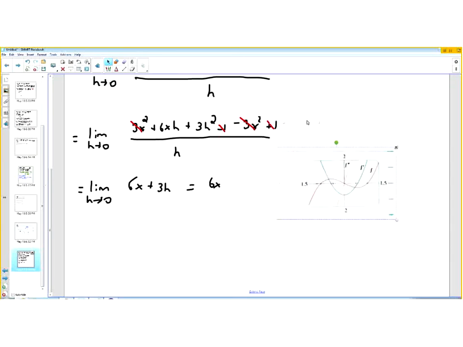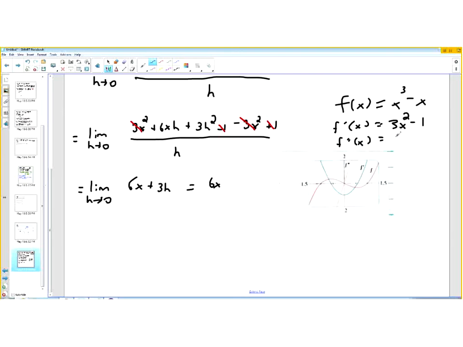All right, so the red curve is f. Sorry, let me write it again. What did we say f was? F is x cubed minus x, and that's shown in red. And then we said f prime of x is equal to 3x squared minus 1, and that's shown in blue. And then the second derivative is equal to 6x, and that's shown in yellow.